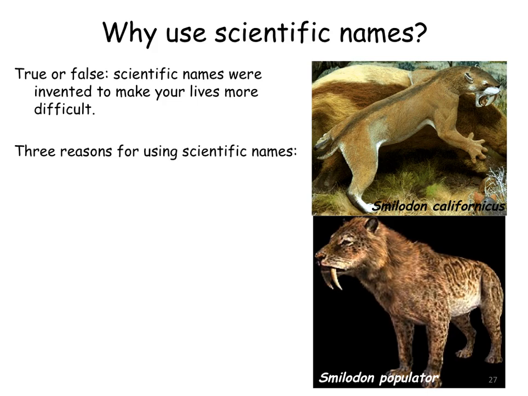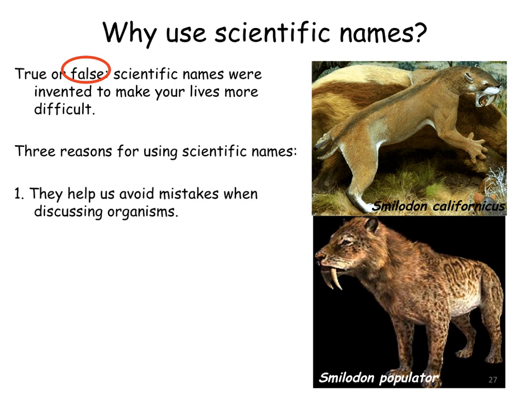So, writing scientific names using binomial nomenclature may seem like just a way to make everything more complicated, but in reality, scientific names are actually very useful for simplifying and organizing information for scientists. This can be summarized in 3 points. 1, scientific names help us avoid mistakes when discussing organisms.